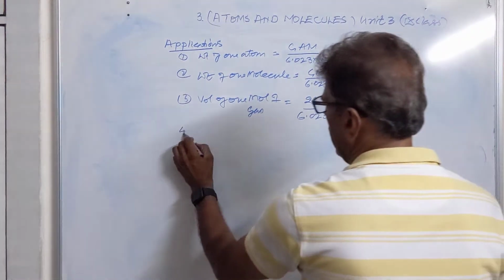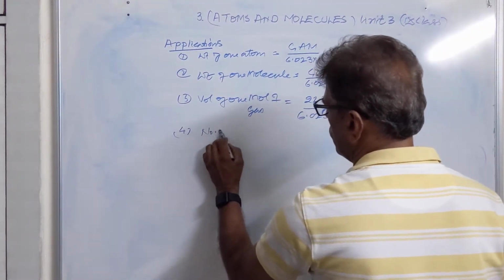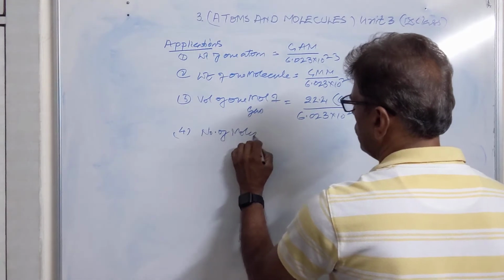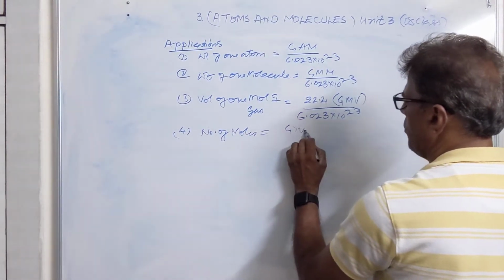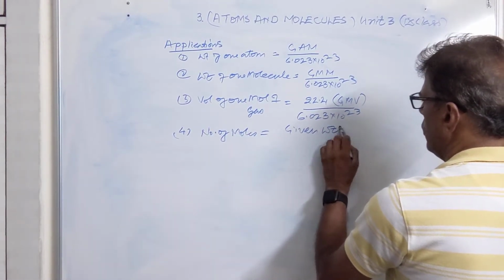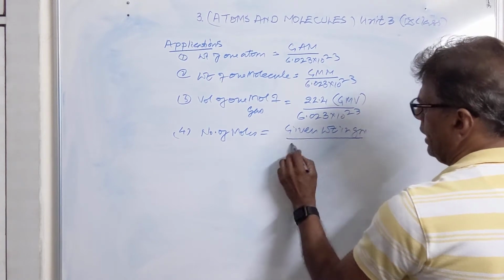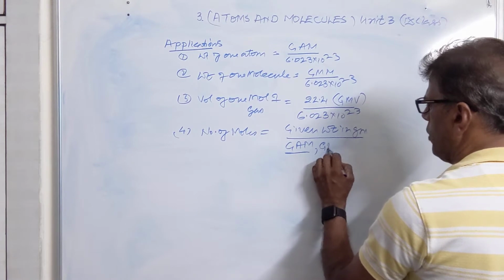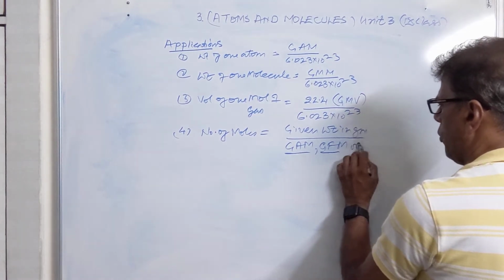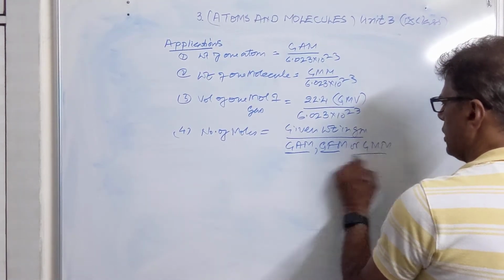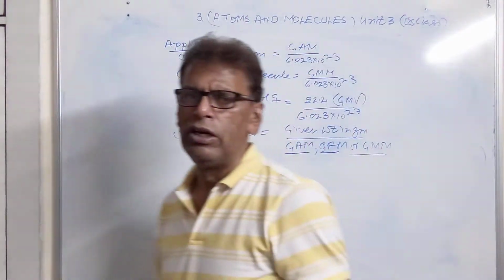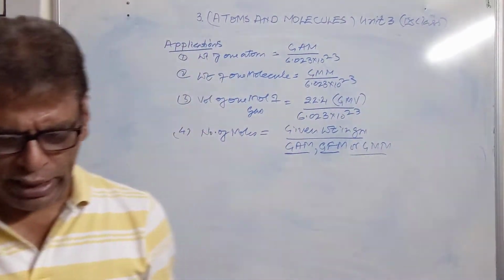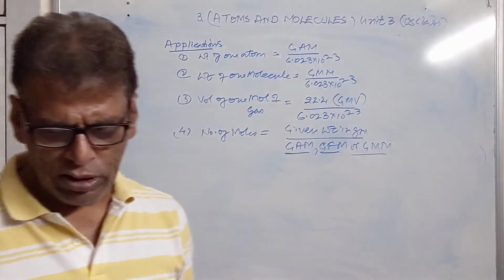Then we can calculate the number of moles of the substance. This is the given weight in grams upon, as the case may be, gram atomic mass in case of an element, gram formula mass in case of an ionic compound, or gram molecular mass in case of molecular substances. So we can do these four calculations. They are based upon the mole concept.